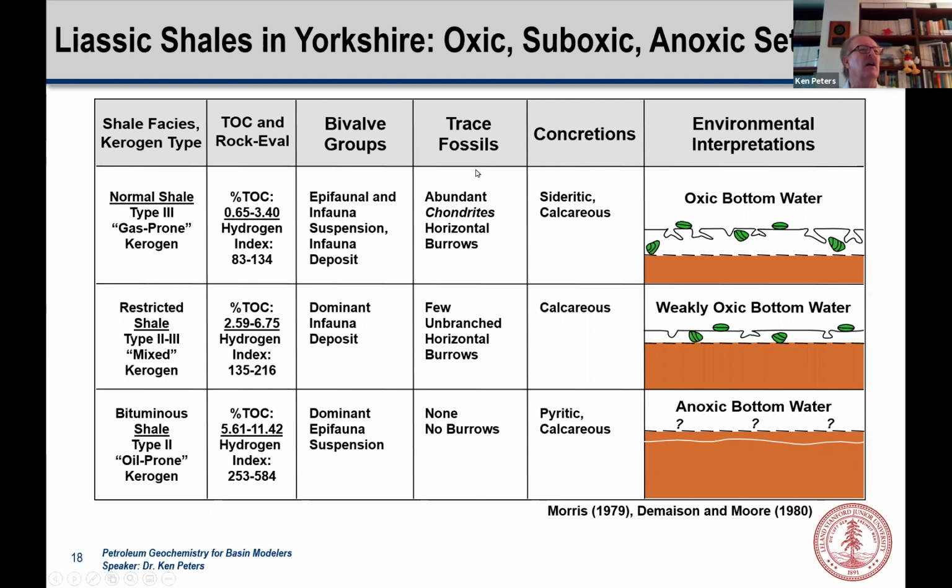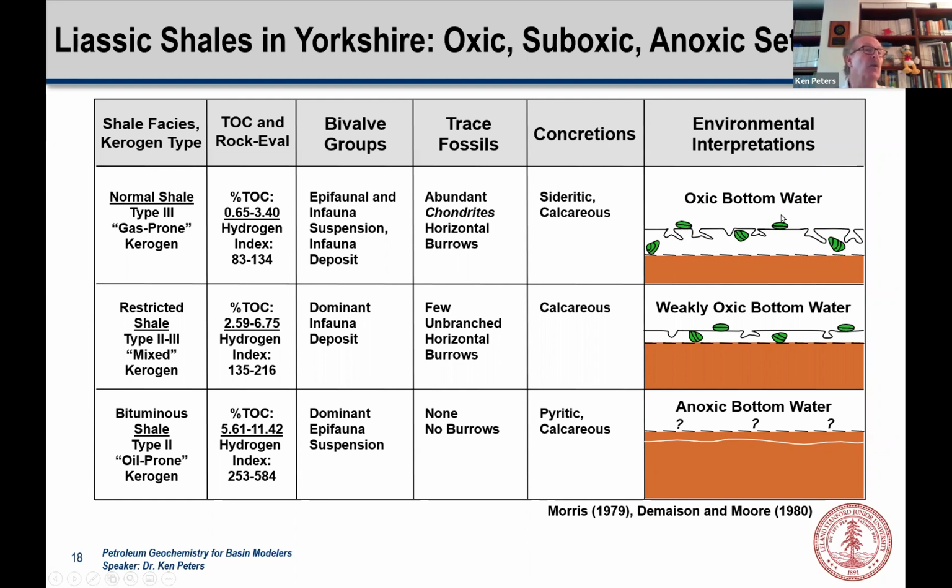And if you look at the trace fossils, the bivalve groups, you've got lots of suspension feeders, infaunal and epifaunal species, lots of Chondrites trails and horizontal burrows. And this is sort of the environmental interpretation. Oxic water bottom, oxic in the sediments down to some depth where then we get into the sulfate reducing zone. But that's going to really bioturbate those sediments. The TOC is going to be low because of that. The quality of the organic matter will be low because a lot of it's being oxidized.